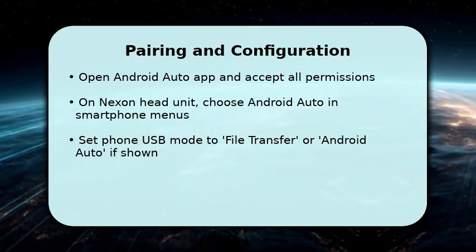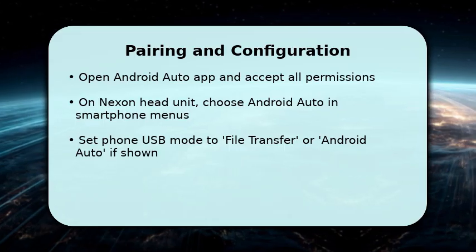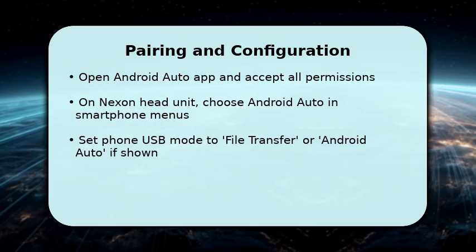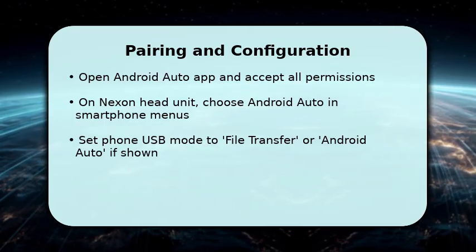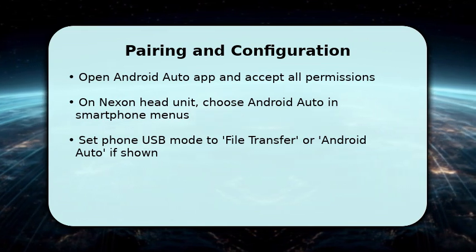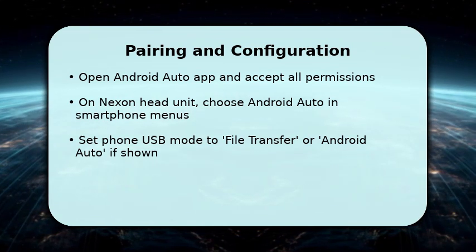If the phone prompts USB mode, pick File Transfer or Android Auto so the car can access the interface. Once the system negotiates, the Nexon will display the Android Auto home screen. Make sure volume and steering wheel controls respond before moving on.